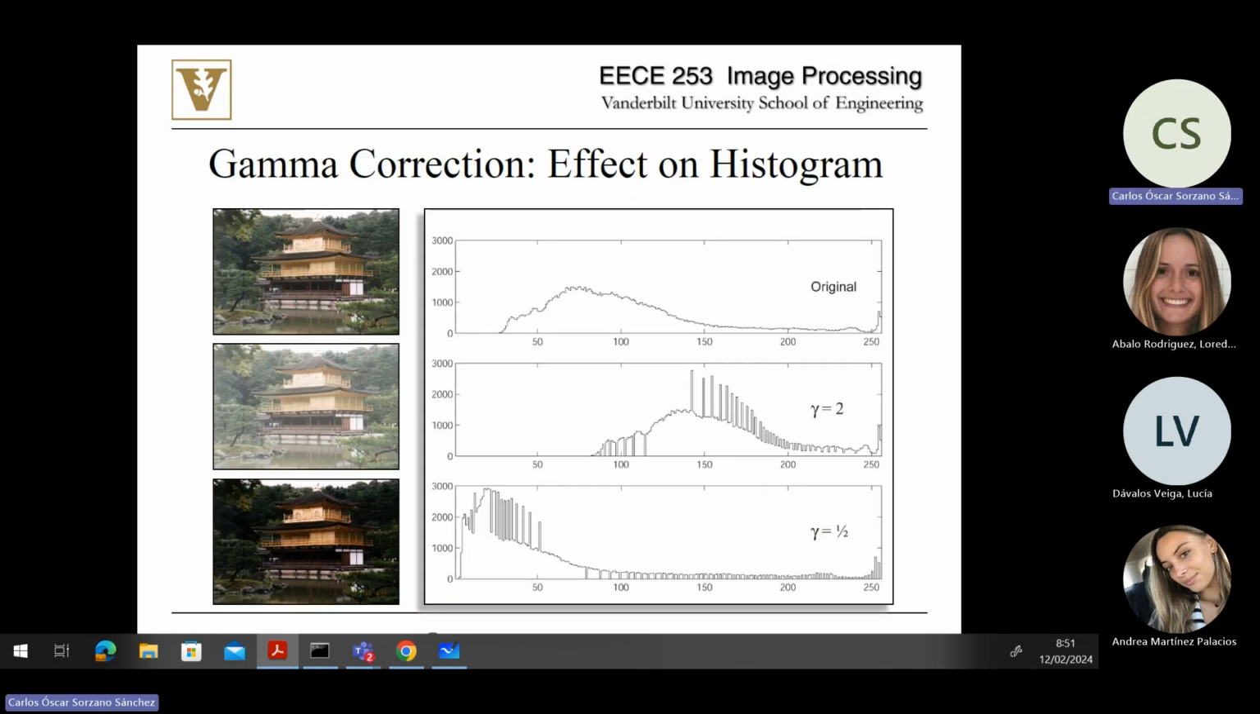Okay, and then we can study what is the effect on the histogram. So this is the original histogram, and this is with gamma equal 2, with gamma equal 1/2. And we recognize a couple of patterns that we already know. So we have holes and we have spikes. Okay, so where are the spikes and the holes coming from? Do you remember?